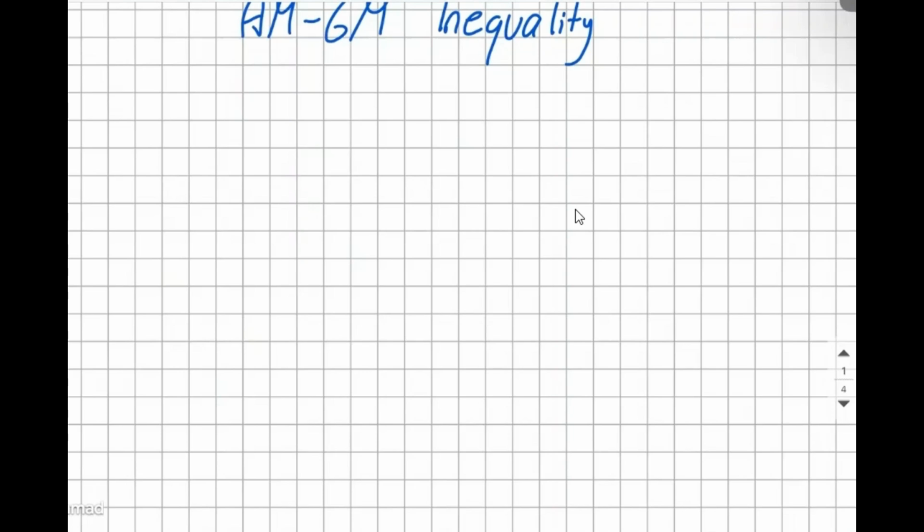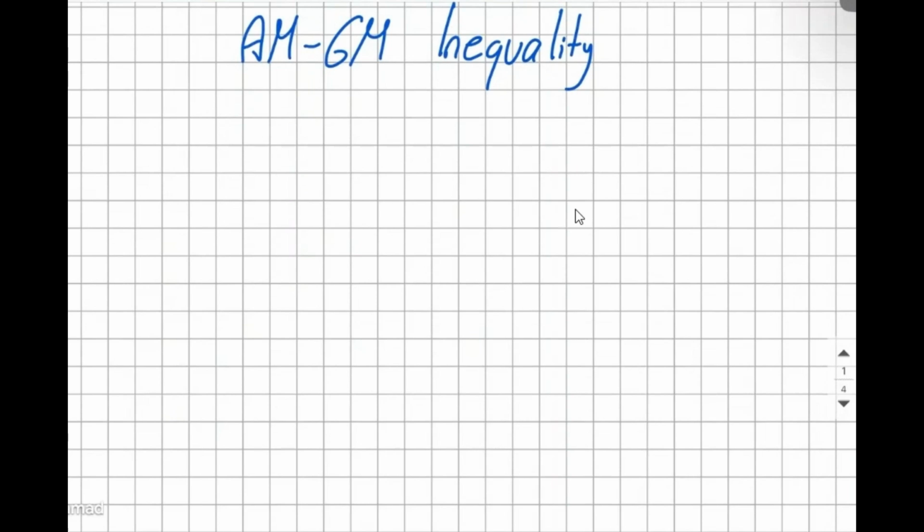Hello, today we want to discuss the AM-GM inequality, or the arithmetic mean and geometric mean inequality. Let's start with a trivial observation. Observe that if we take x minus y, two real numbers, and square them, then we get something that is bigger or equal to 0, because, of course, any number squared is bigger or equal to 0.